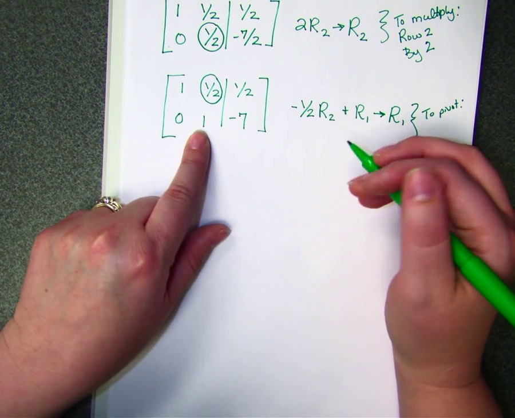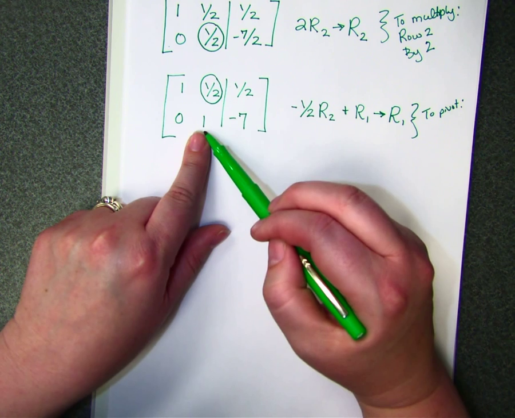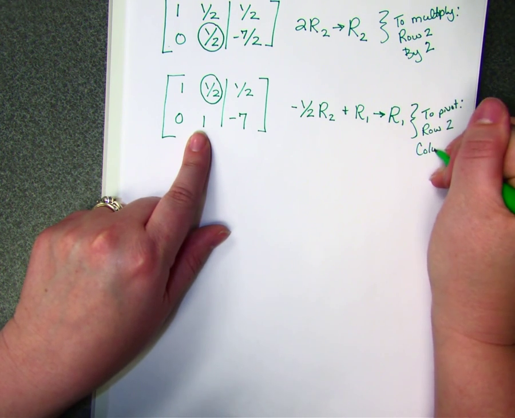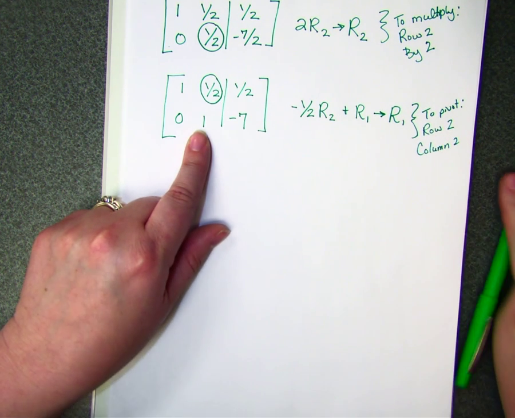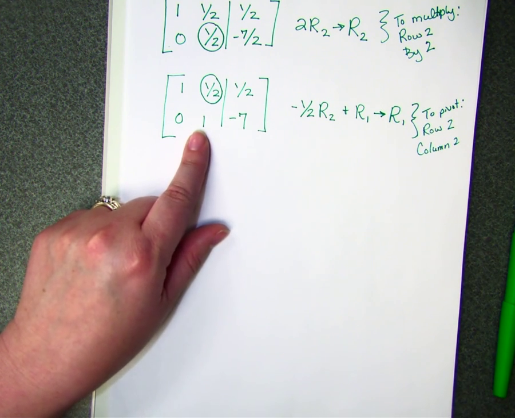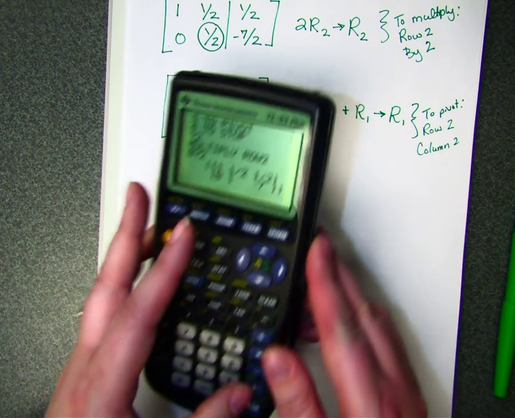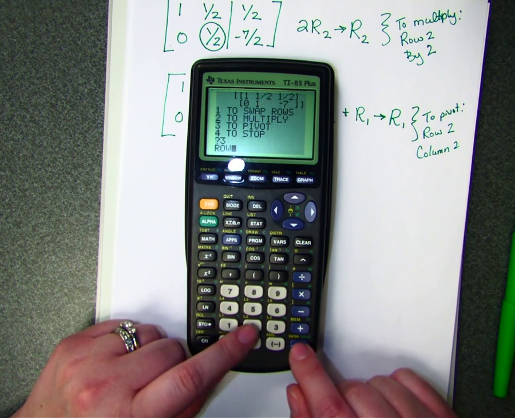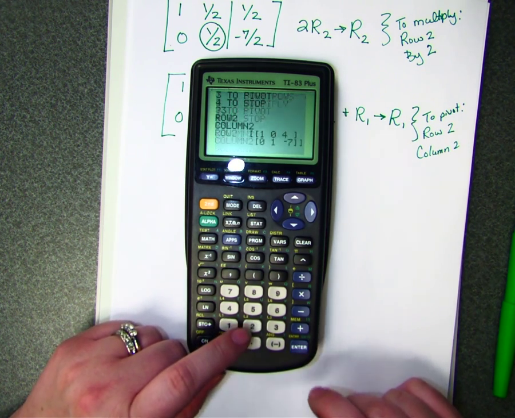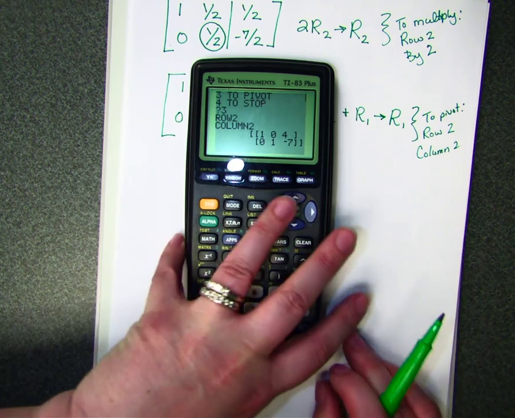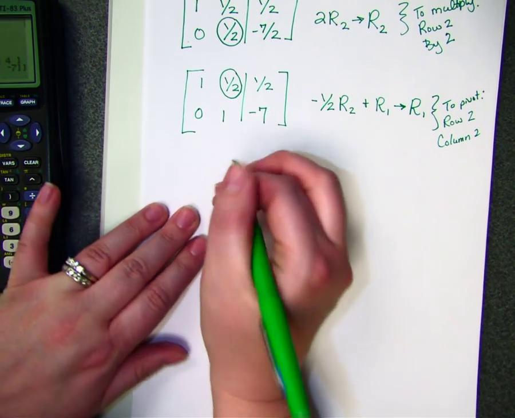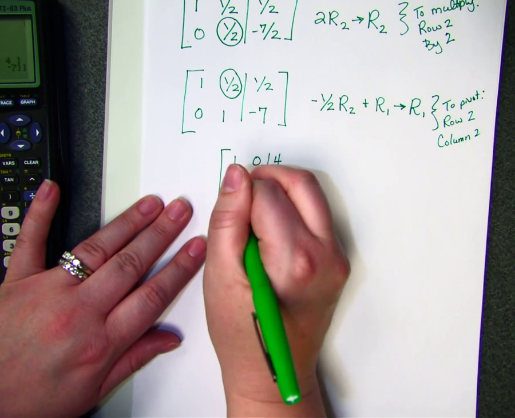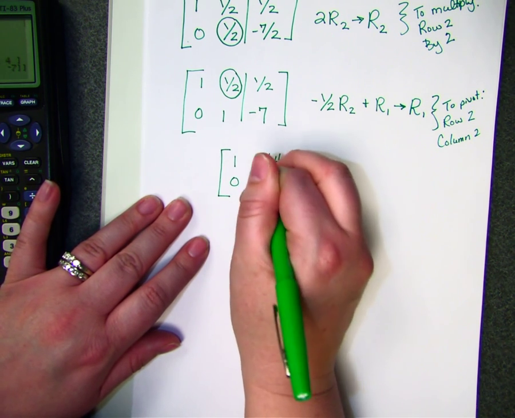So the 1 that we want to remain is in row 2, column 2. So we'll be pivoting around row 2, column 2. In your calculator, we're going to choose option number 3 to pivot around row 2, column 2. So our new matrix looks like 1, 0, 4, 0, 1, negative 7.